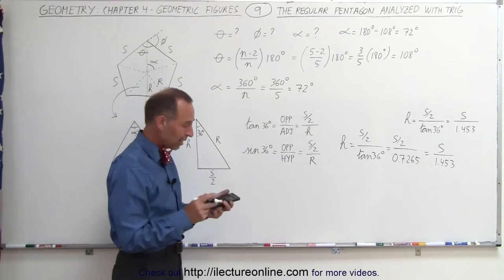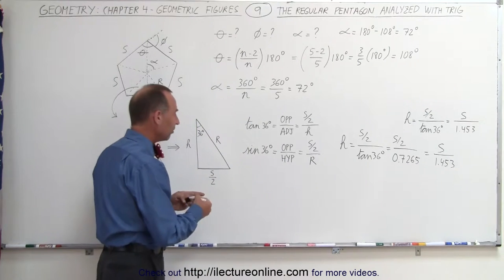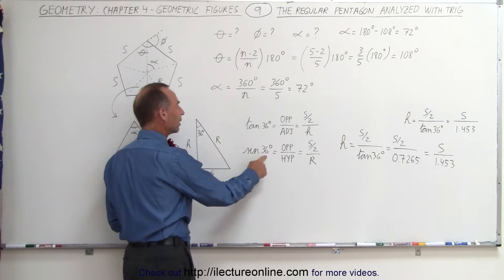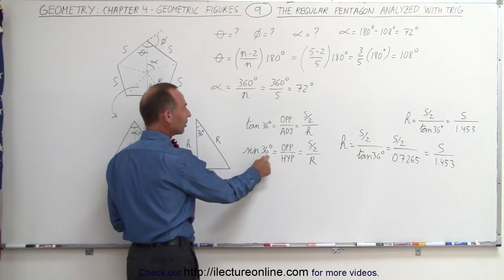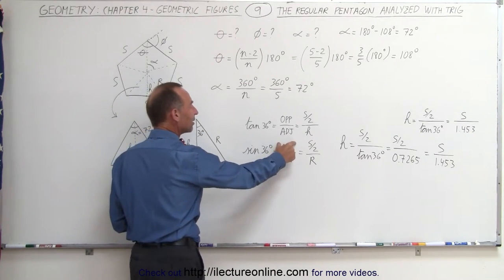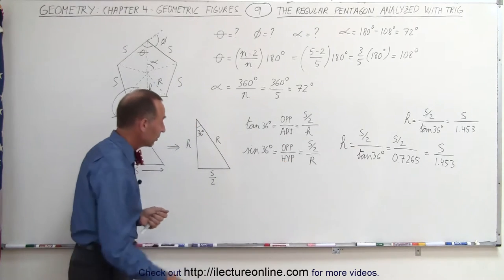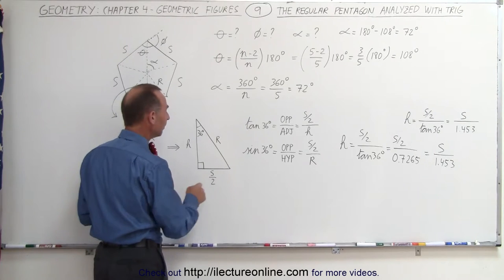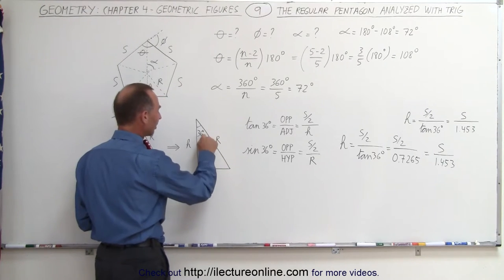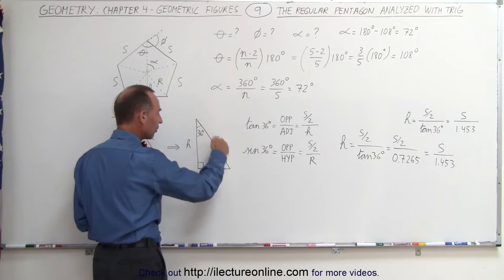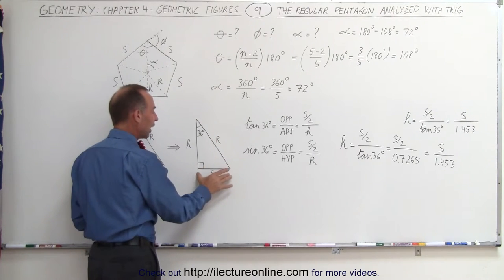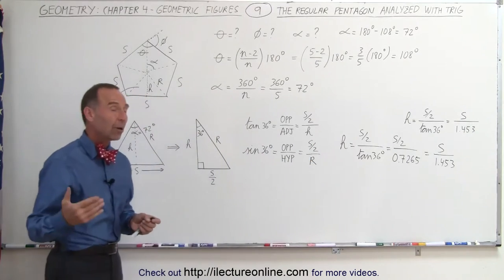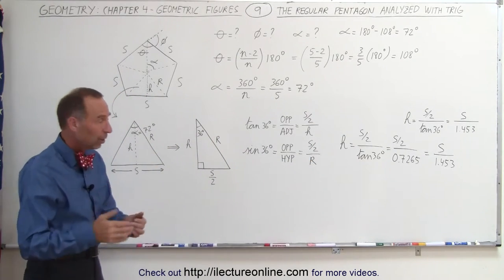We can do the exact same thing for R. Notice in this case, what we're going to do is use the trigonometric function, the sine of the angle. The definition of the sine of an angle is equal to the ratio of the opposite side divided by the hypotenuse. You have to have a right angle triangle. So there's a right angle triangle right here, and you can see that this is the opposite side to the angle, and this is the hypotenuse of the triangle. So it's the ratio of the opposite side to the hypotenuse, S over 2 divided by R. And that's how we can find the relation between S and R.